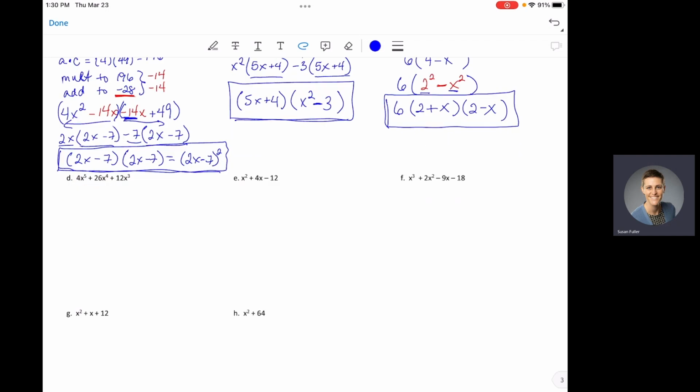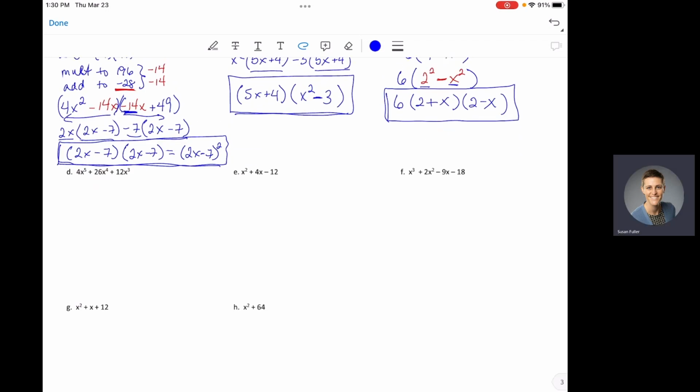All right, D. Again, first line of defense is the greatest common factor. What comes out of everything here? We can take out a 2 from everything. That's the biggest number that comes out. And an x to the third comes out of everything. So I have a 2x to the third that I can factor out of all of this. And when I do that, we are going to get 2x squared plus 13x plus 6.